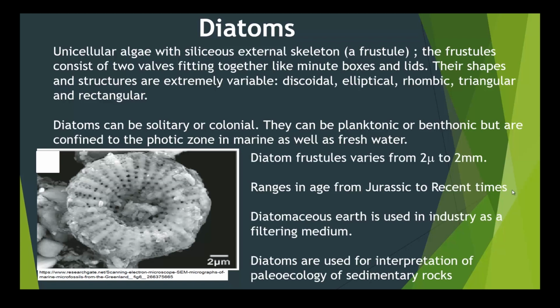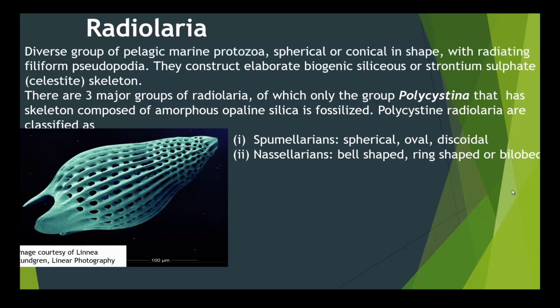Radiolarians are an important group of siliceous microfossils. These are a diverse group of pelagic marine protozoa, spherical or conical in shape, with radiating filiform pseudopodia. They construct elaborate biogenic siliceous or strontium sulfate skeleton. There are 3 major groups of Radiolaria, of which only the group Polycystina, that has a skeleton composed of amorphous opaline silica, is fossilized.